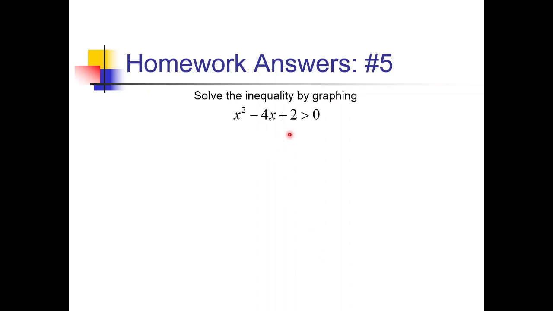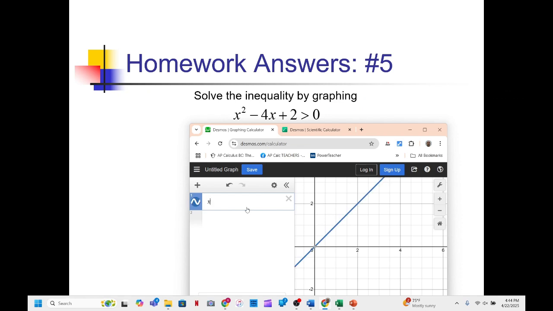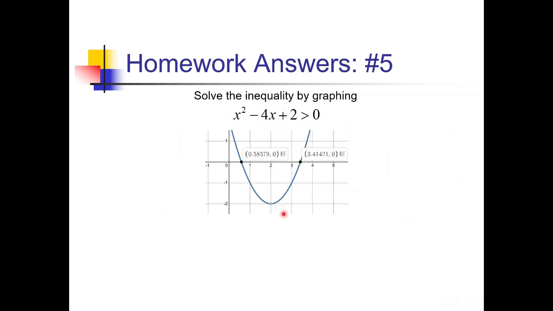We're going to solve this inequality by graphing the two-dimensional parabola on Desmos. So let's go to Desmos for that. So we've got x squared minus 4x plus 2. And I see we've got some x-intercepts here at 0.59 and also 3.41.